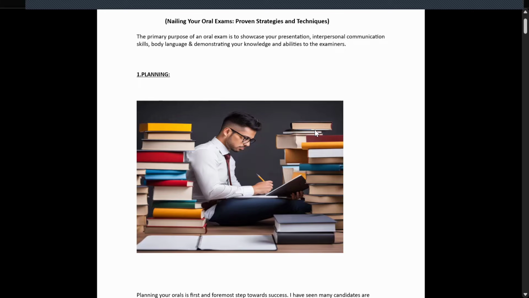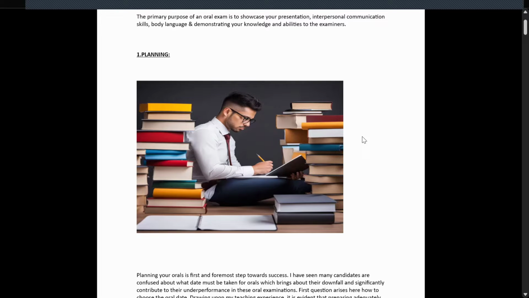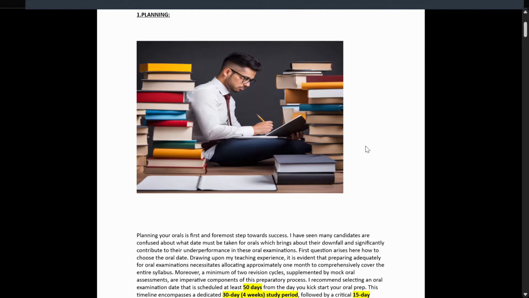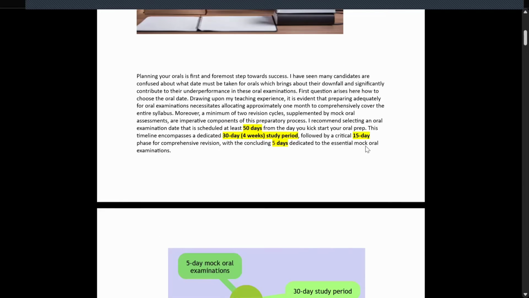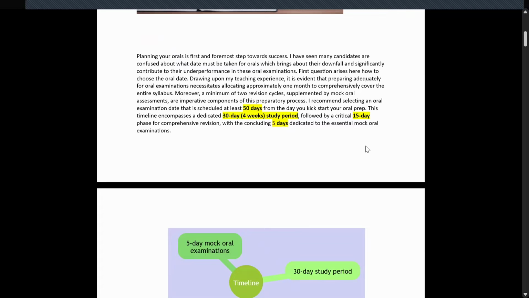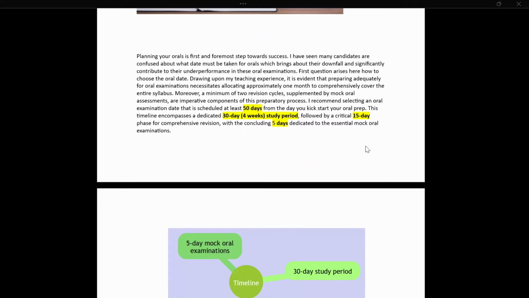So it all starts with something called planning your orals. Many students have this question in their mind: which date to take for the oral examination? Nowadays, MCA sends you a link. When the link comes to your email, the candidate has to choose a date. Now, how to choose a date? How to go about it?